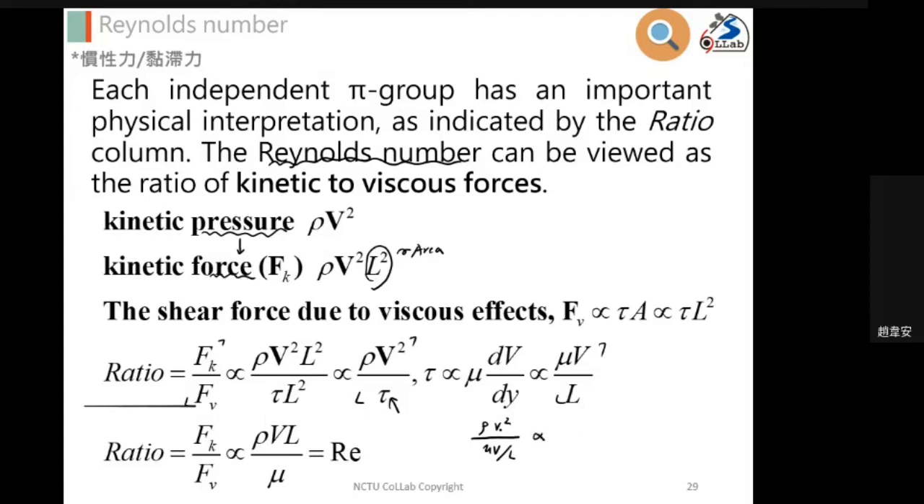Finally we can cancel out one v, so the upper only has v, divided by L to move it to the upper, and the bottom only has the viscosity property. So after we make the balance, we know that the kinetic force divided by the viscous force is directly equal to the Reynolds number shown here. Usually the Reynolds number is used if your problem includes the viscosity effect.